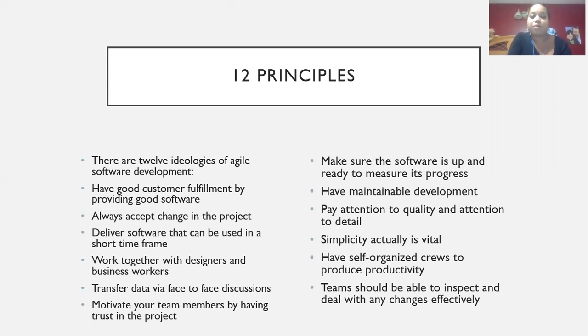They should be able to motivate their team members by having trust in their project. They should make sure that the project is up and ready to be measured so they can measure its progress. They should have maintainable development. They should be able to pay attention to quality and attention to detail. And simplicity is actually vital, because if it goes too much in detail, things get complicated and the process gets complicated. Crews should be self-organized in order to produce more productivity, and teams should always be able to inspect and deal with any changes effectively and quickly.